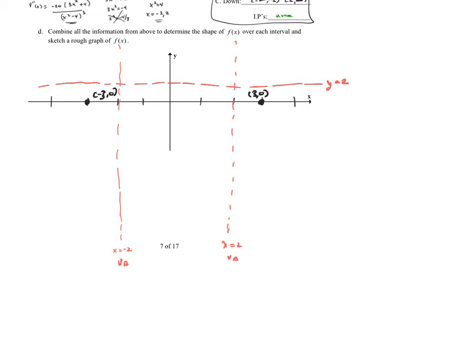I also know I had a y-intercept at (0, 9/2). So 9/2 is about 4.5. I'll put it up here. There's (0, 9/2) for you. Okay, go back and look: that's my x-intercepts, that's my y-intercepts, that's my vertical asymptotes, that's my horizontal asymptotes. I believe that is everything that we knew from the first part of the problem.